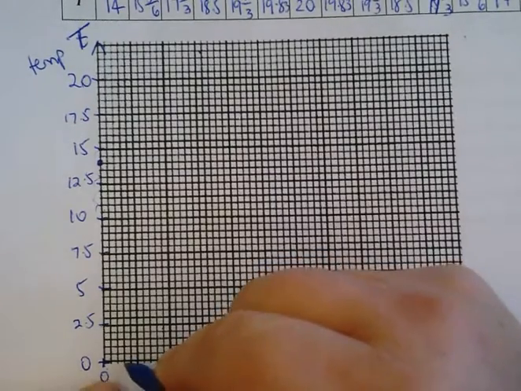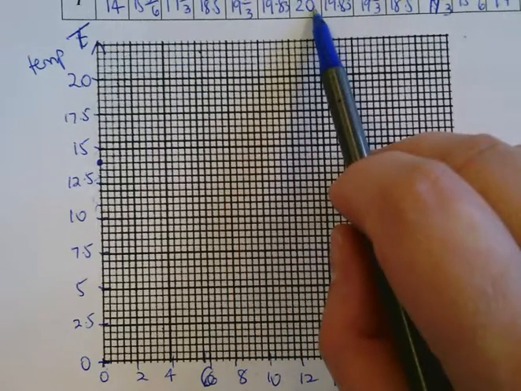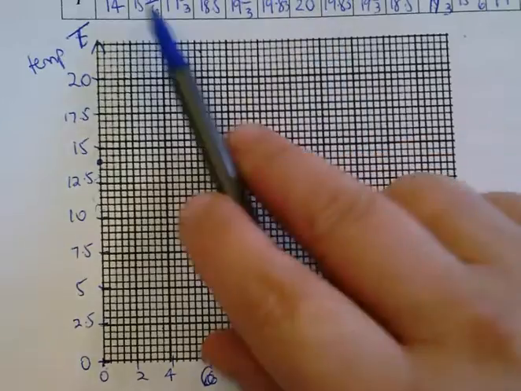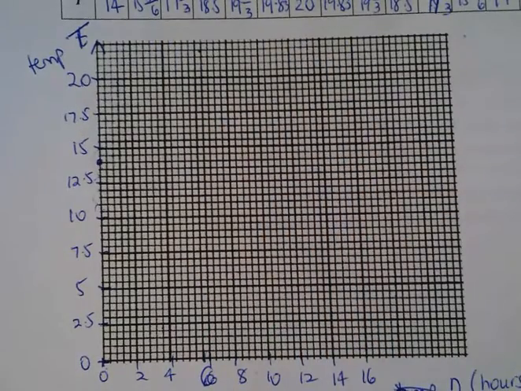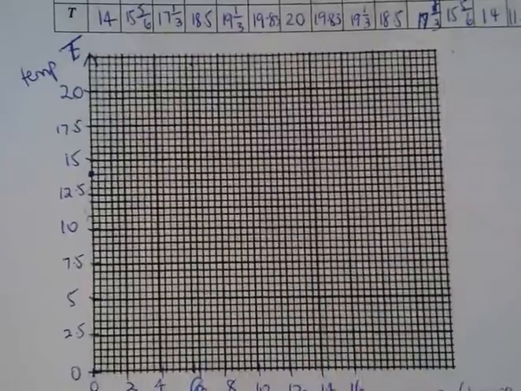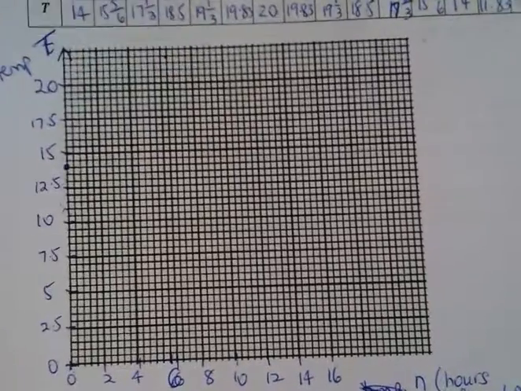So, you know what, I'll just graph every second one. Don't graph every single one, but we've got to make sure that we get the maximum in there. No one expects you to graph every one. Do 0, 2, 4, 6, 8. Yeah, decimals are fine.